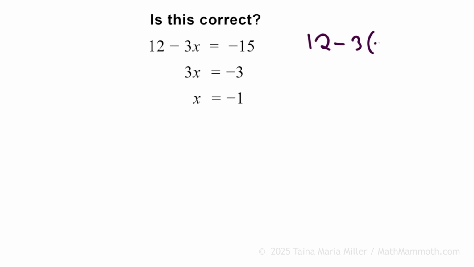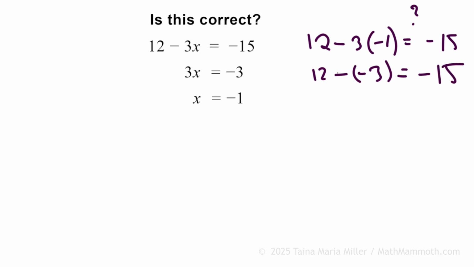12 minus 3 times minus 1. Is it gonna be negative 15? 3 times minus 1 is negative 3, but then we get the 12 minus minus 3, right? The double negative. And that is definitely not negative 15. 12 minus minus 3 is actually 15. Positive 15. So there's something wrong. Something went wrong with the equation, with the solution.